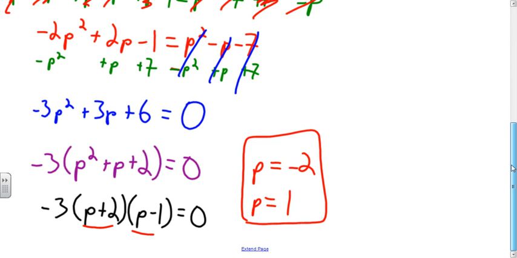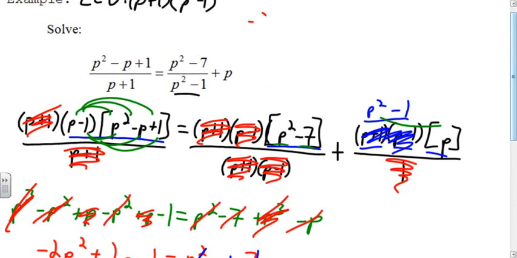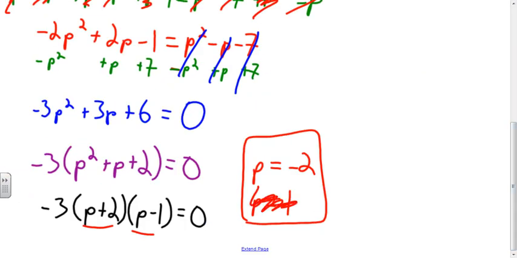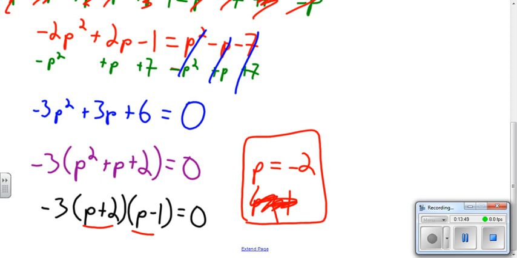So we have -2 and +1. Let's check those. If it was +1 right here, 1 plus 1 is 2, that's okay. If it was +1 right here, 1 squared is 1, 1 minus 1 is 0, that's not okay. That doesn't work. Now we'll try -2. -2 plus 1 is -1, so it works. -2 squared is 4, 4 minus 1 is 3, so that works. So the only one that works is p equals -2. That is the only solution to this equation.